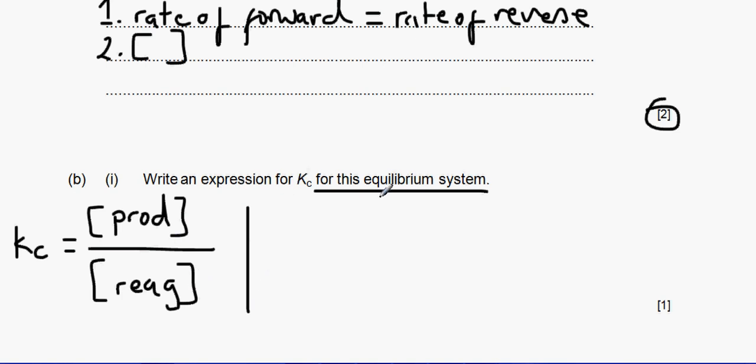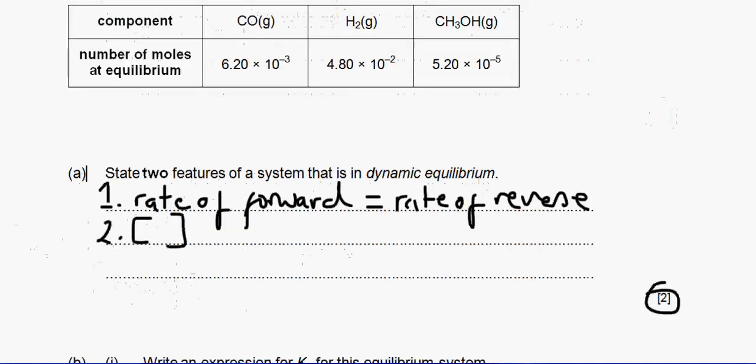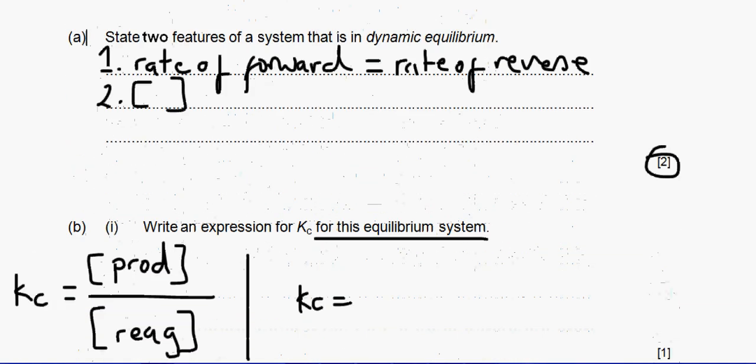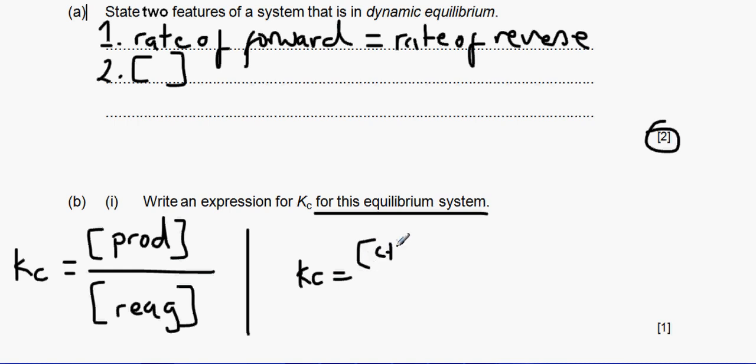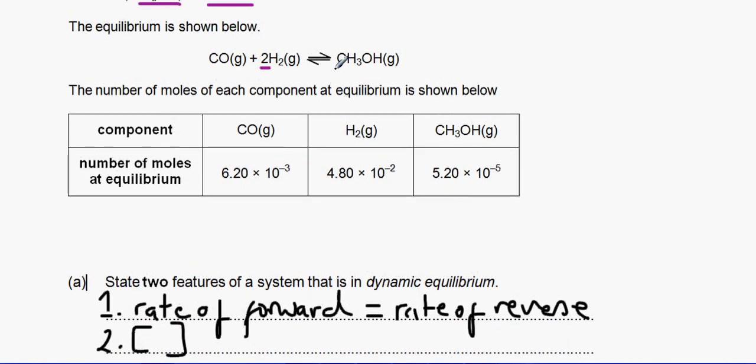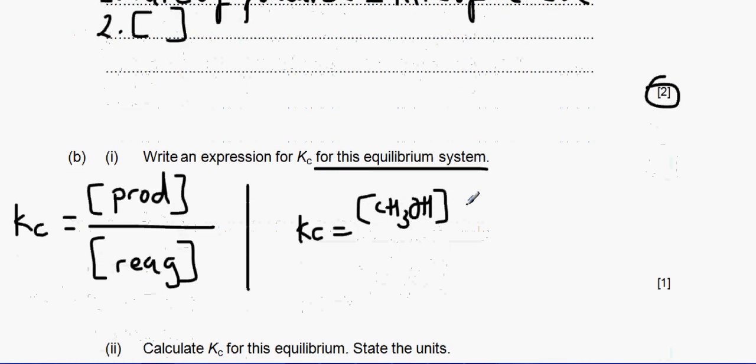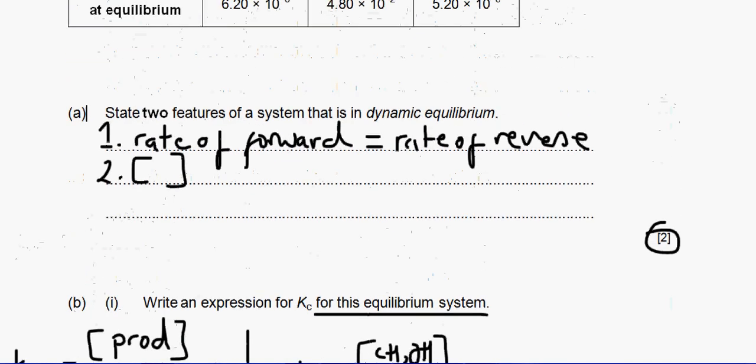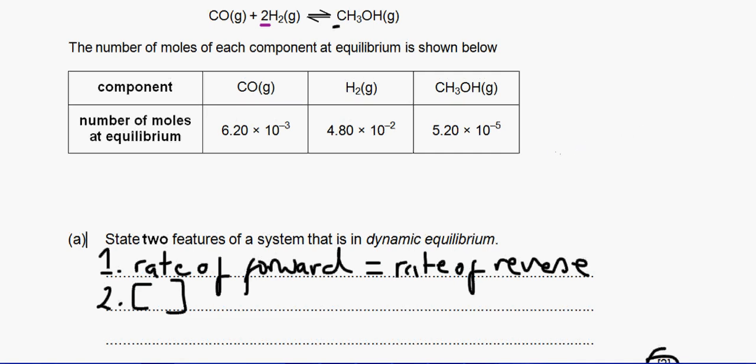So over here, for this equilibrium system, it needs to be Kc equals whatever the product is, which is methanol, so that would be CH3OH. And we need to check that there is no number in front of it. If there is a number in front of it, that would automatically become the order, but it is not, so we can keep it like that. And over here we have the concentrations of the reagents, which are CO and H2.